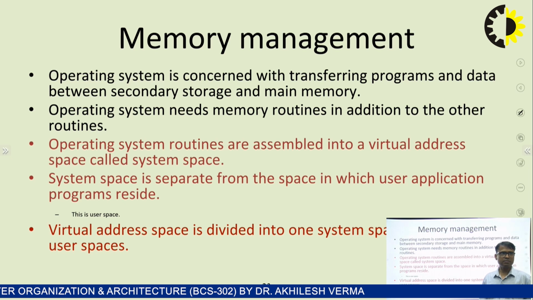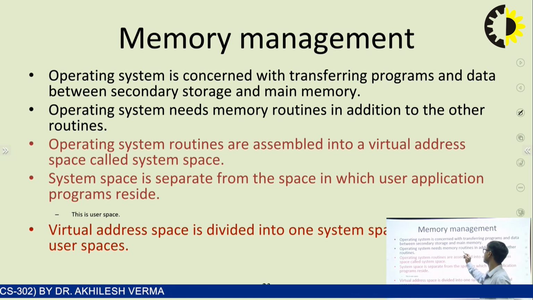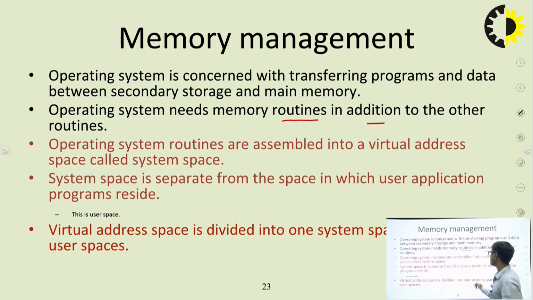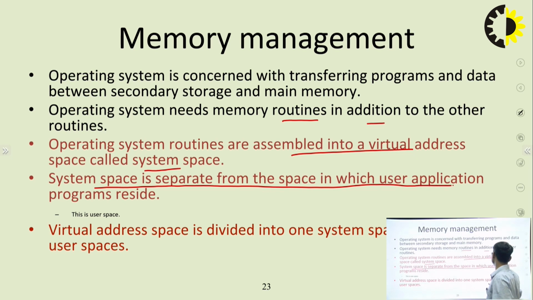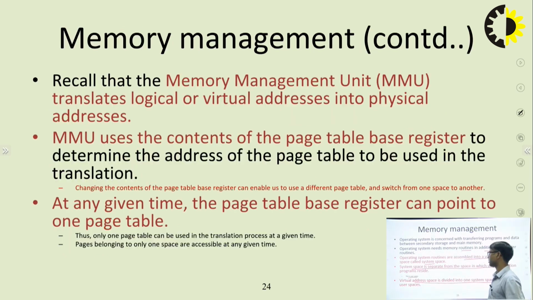The operating system is concerned with transferring programs and data between memory and the storage. The operating system needs memory management routines, and a separate program is written in addition to other routines. Operating system routines are assembled in a virtual address space called the system space, which is separate from the space used by application programs, called the user space. The virtual address space is divided into one system space plus several user address spaces.